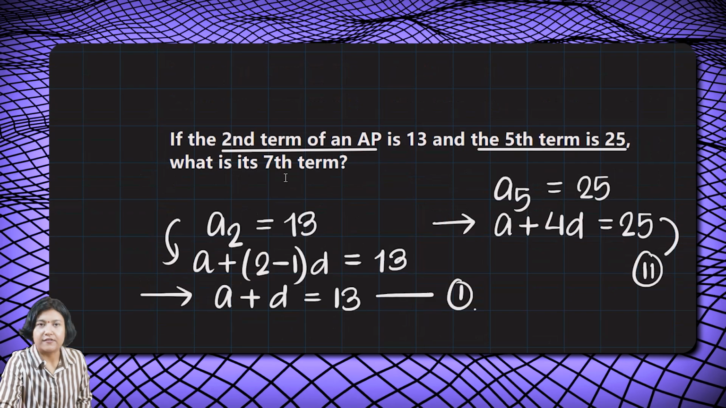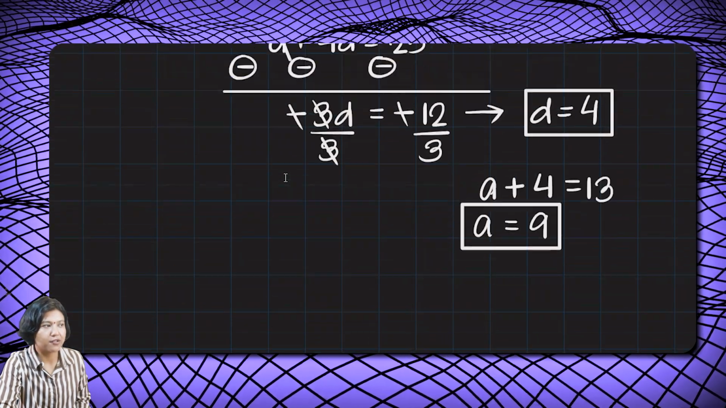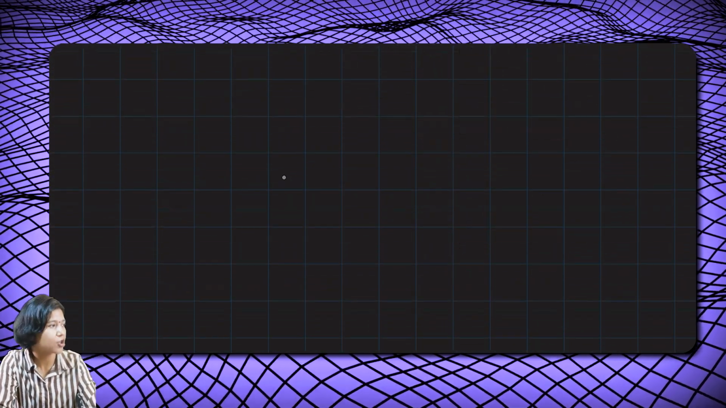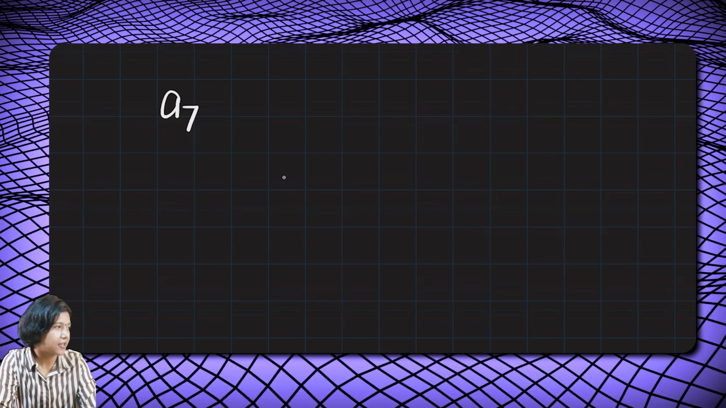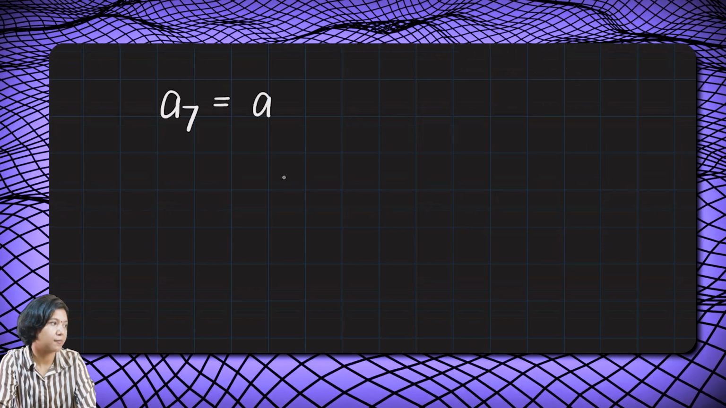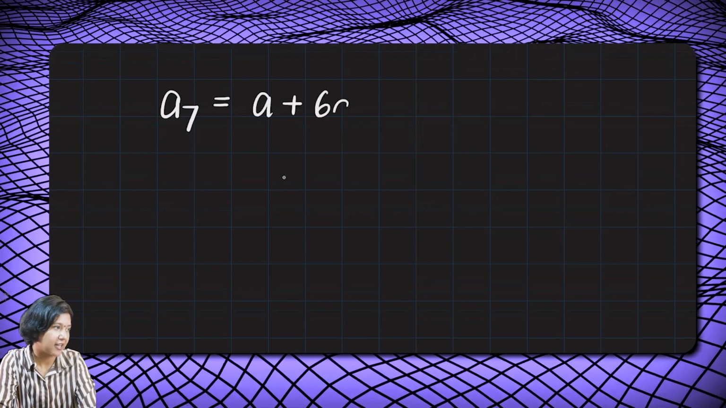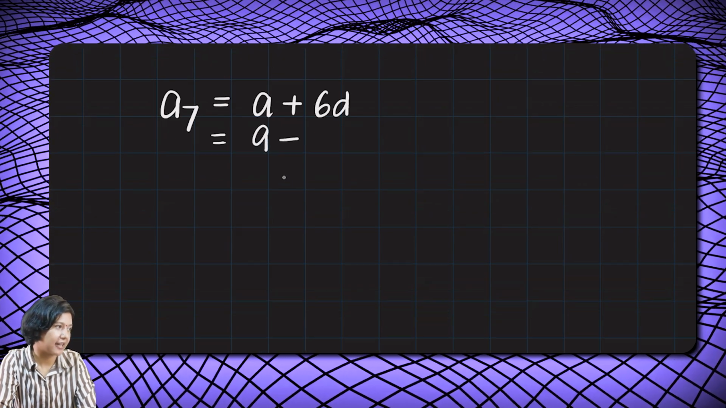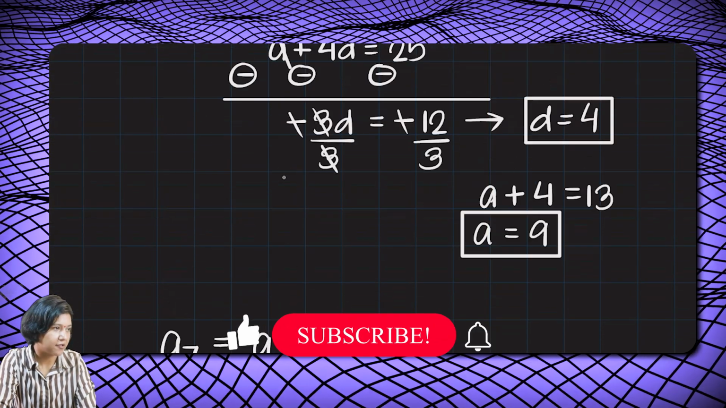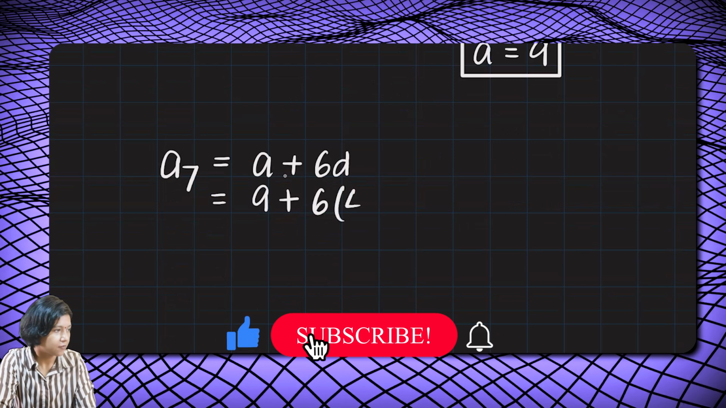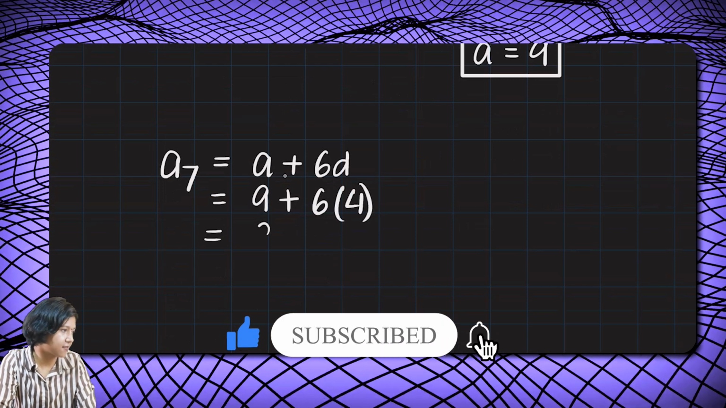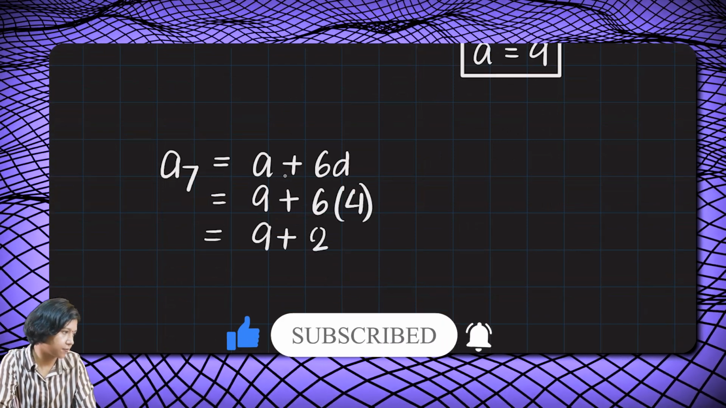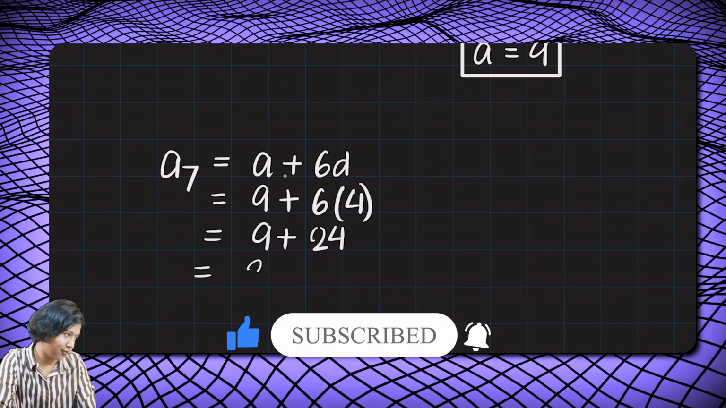So what is its seventh term? The question was asking me about the seventh term. So to find the seventh term, I know the seventh term is reached from the first term by adding the difference 6 times. So if you do this directly, you have the value of A as 9 and the common difference we got was 4. So 9 plus 24. The answer has to be 43.